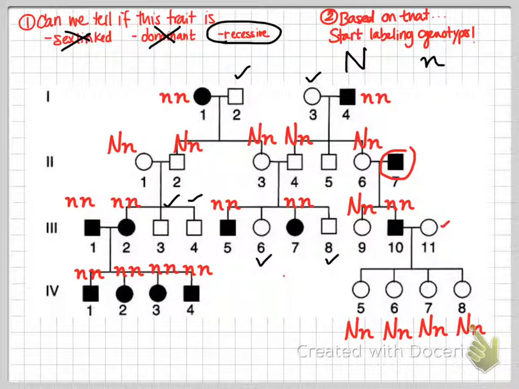We know nothing about individual 11. This person married into the family. We do know their kids are all carriers because of their affected parent. That looks like it's about all we can do. Excellent. Do you feel like you have that? Good. Now let's go on to something a little more tricky.